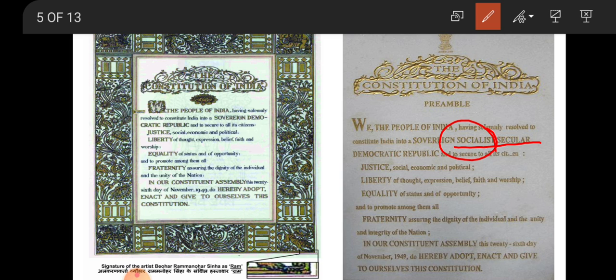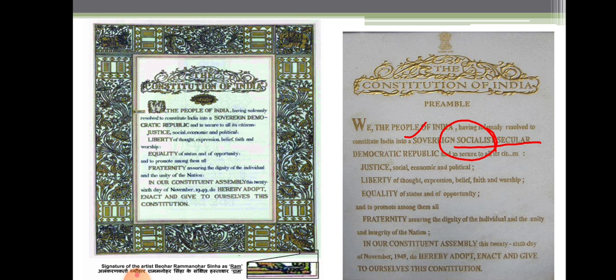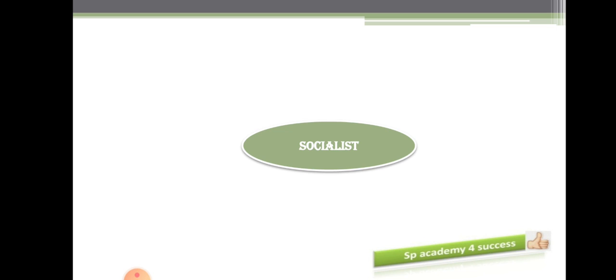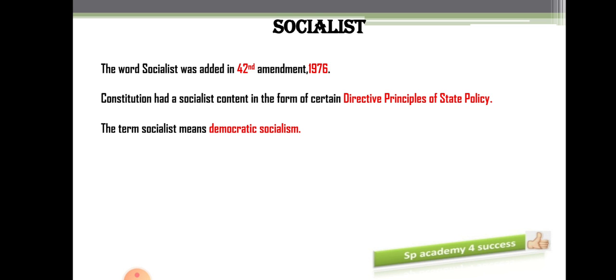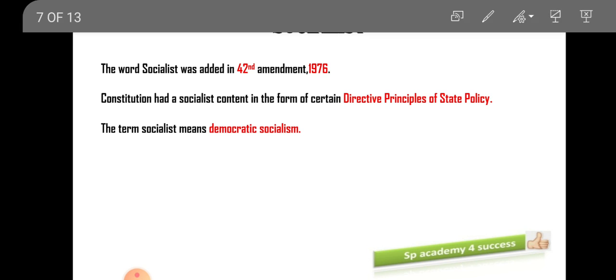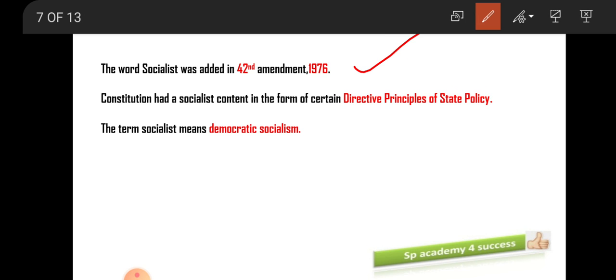Okay, socialist. The next word that we are going to discuss is socialist. Sovereign we have completed. Next is socialist, and this word was added to our constitution during the 42nd amendment. Let us go into the details. What do you mean by socialist? Before that, let us know when this word was added. As I said before, the term socialist was added during the 42nd amendment in 1976.